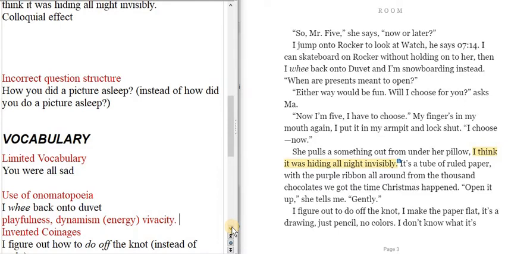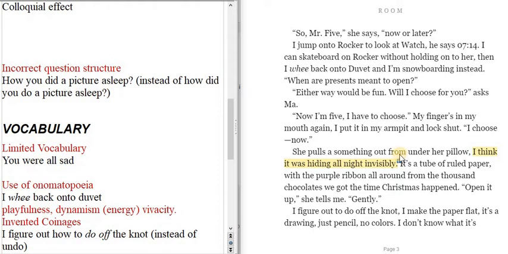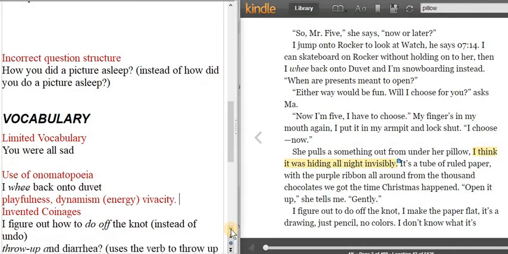Now, one thing that little kids do, which is quite interesting, is if they don't know a word, they won't just go silent and give up. They'll make up their own. And Jack does do this quite a lot. So one example that you've got is "I figure out how to do off the knot." This is here in the book. We would say, I guess, in adult language, "I figure out how to undo the knot." As it happens, Jack doesn't know the word undo. So he creates his own version of the verb, and he says "do off."